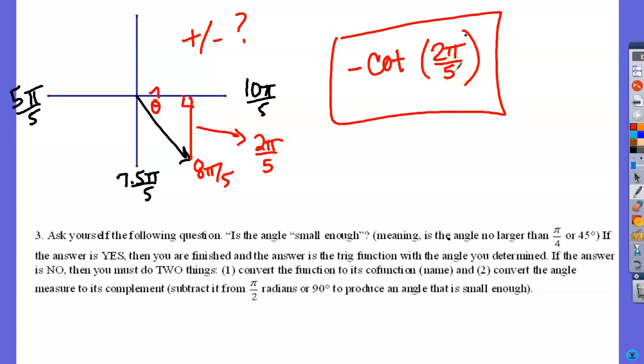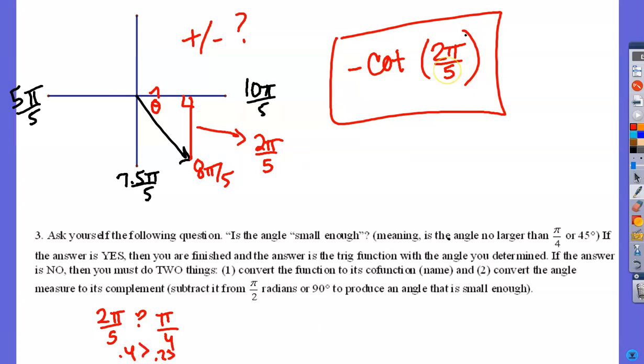Okay. And then last but not least, now that I've taken it down to something that's less than 90, I need to see if 2 pi over 5 is less than pi over 4. So I'm going to compare these two things. Remember, just use the fractions. 2/5 compared to 1/4. This is 0.4. This is 0.25. This is still too big.